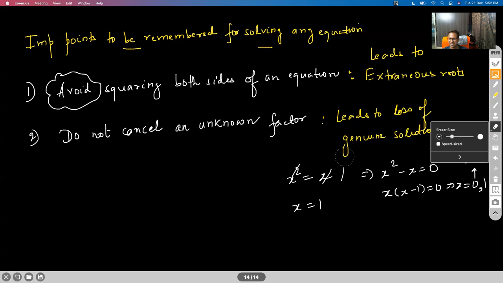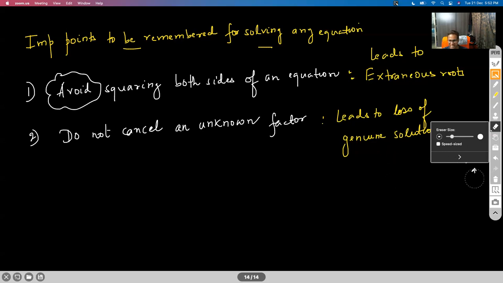Okay. So this is something which I have told you since the bridge course days. So don't cancel any unknown factor. It will lead to loss of genuine solution. Okay.